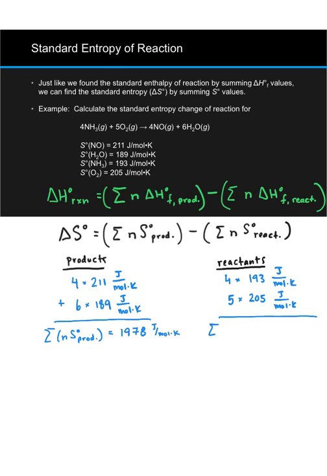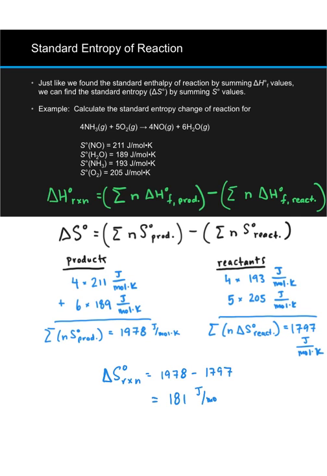In total then, the sum of all of our numbers of moles of reactants multiplied by their respective standard molar entropies is equal to 1797. Taking the difference between this term and this term gives our overall entropy change, delta S, for our reaction. 1978 minus 1797 is equal to 181 joules per mole per Kelvin for our reaction.